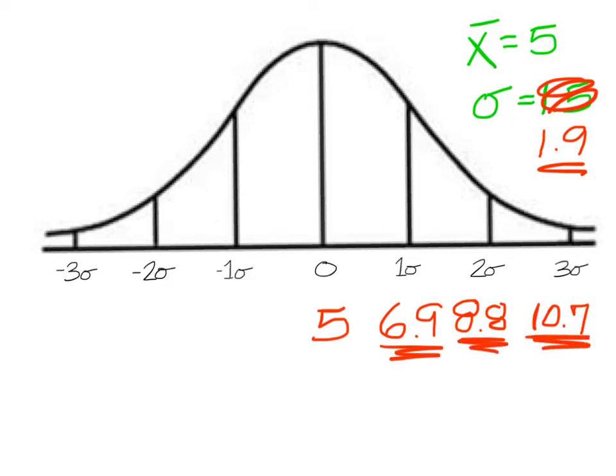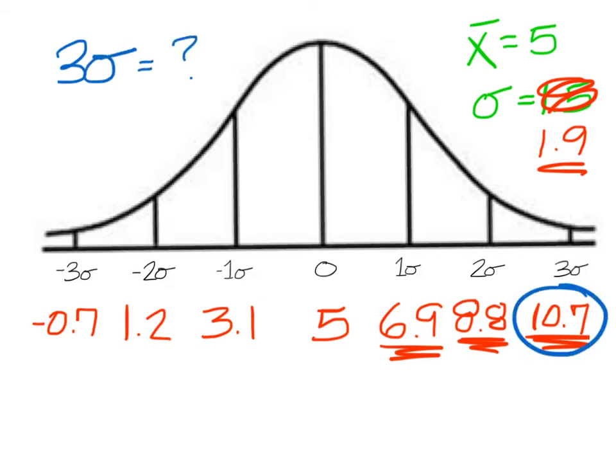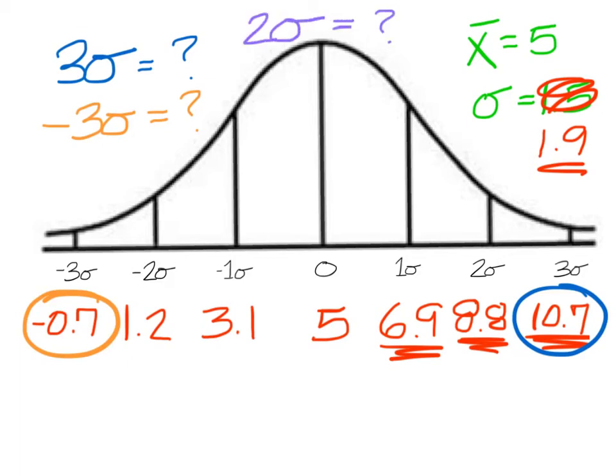Now when you go to the left, you have to subtract. So this should be 3.1, and then 1.2, and then a negative 0.7. If the question is, what is the third standard deviation? Answer would be 10.7. If the question is, what is the negative third standard deviation? Answer is negative 0.7. If the question is, what is the second standard deviation? Answer is 8.8.